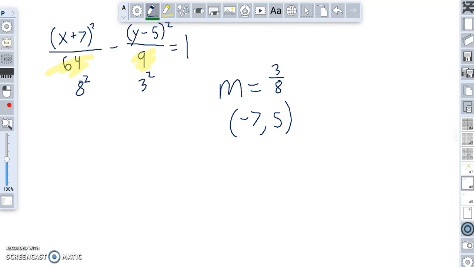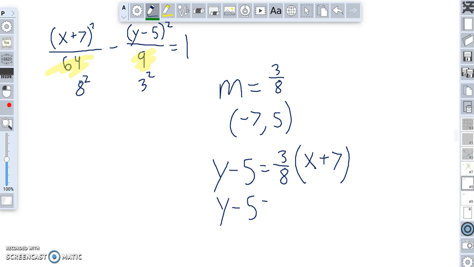So one of my asymptotes, the one with the positive slope, is going to be y minus y1 equals m x minus x1. That's it. Found an asymptote. The other one's going to be the same thing, but with a negative slope. I found my asymptotes. Do that again. That was I think 1 minute. Not bad.